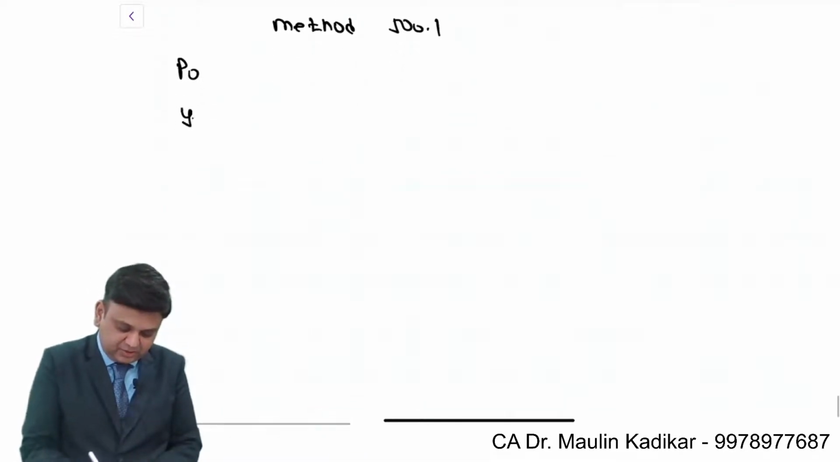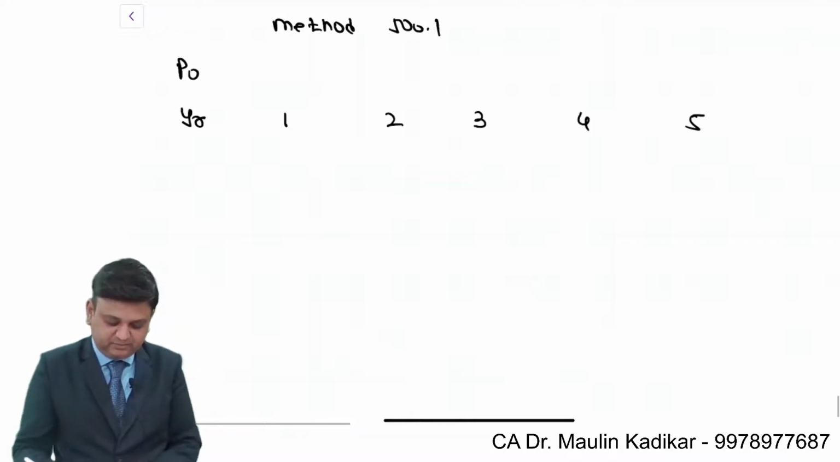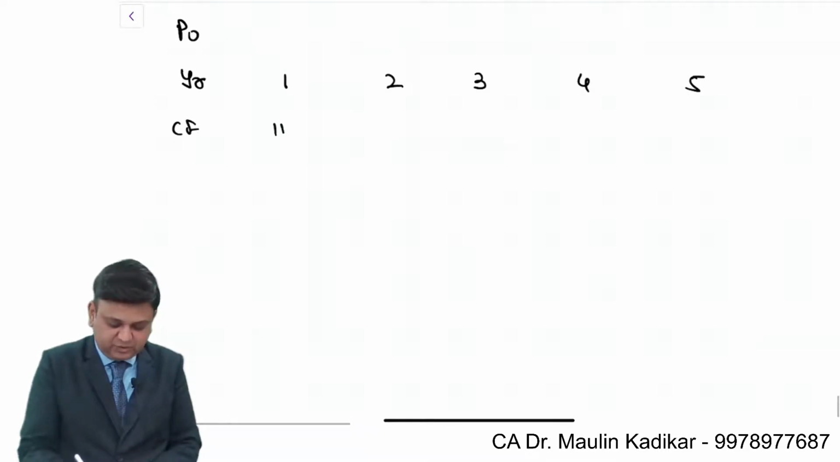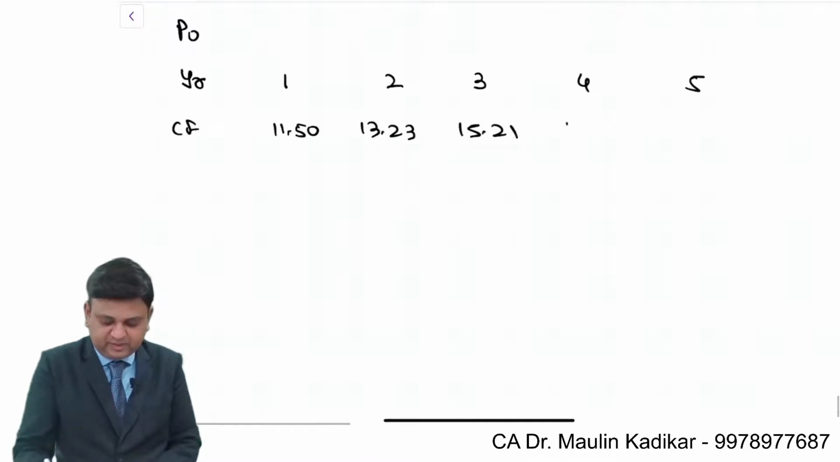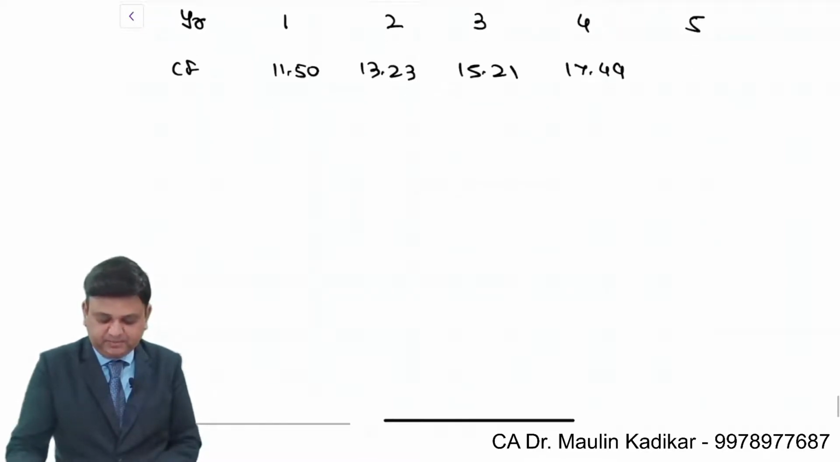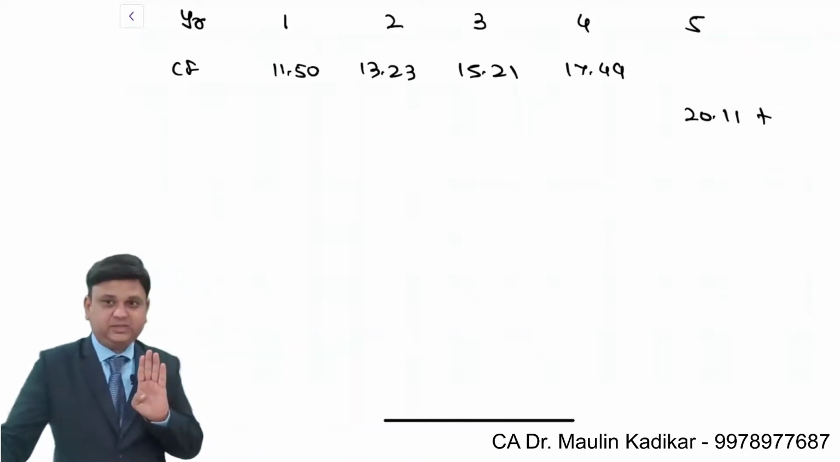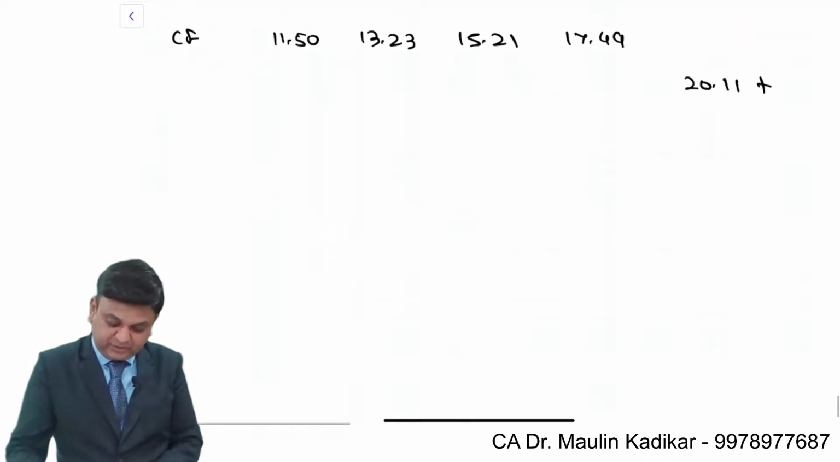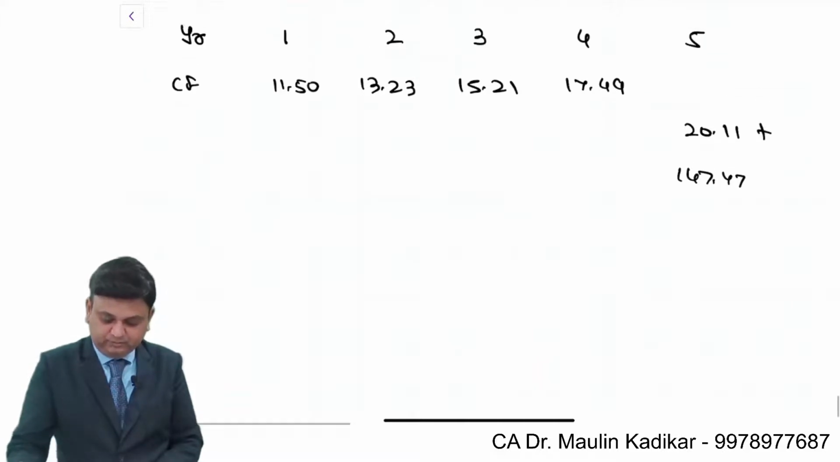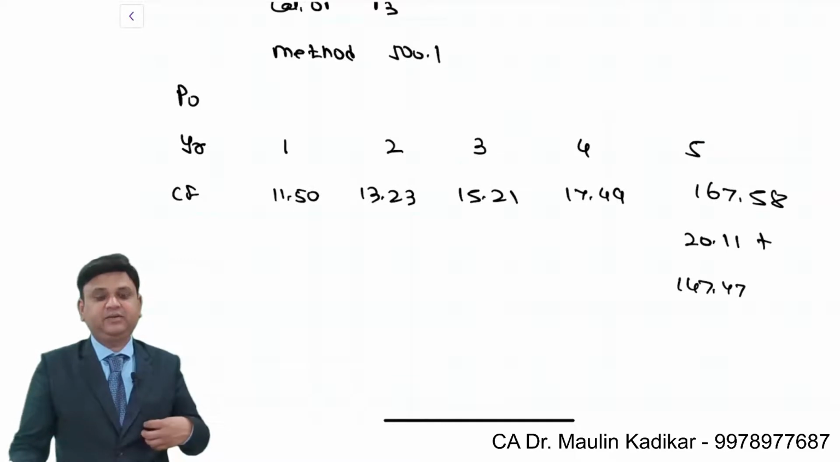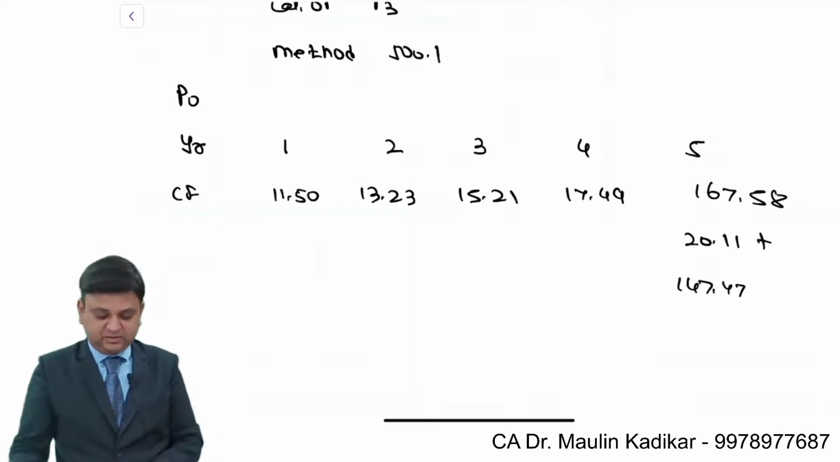For P0 calculation, first year, second year, third year, fourth year and fifth year. Cash flow 11.5, 13.23, 15.21, 17.49, 20.11. 147.47. So 167.58. This is the way we may understand that. So the P0 is calculated.